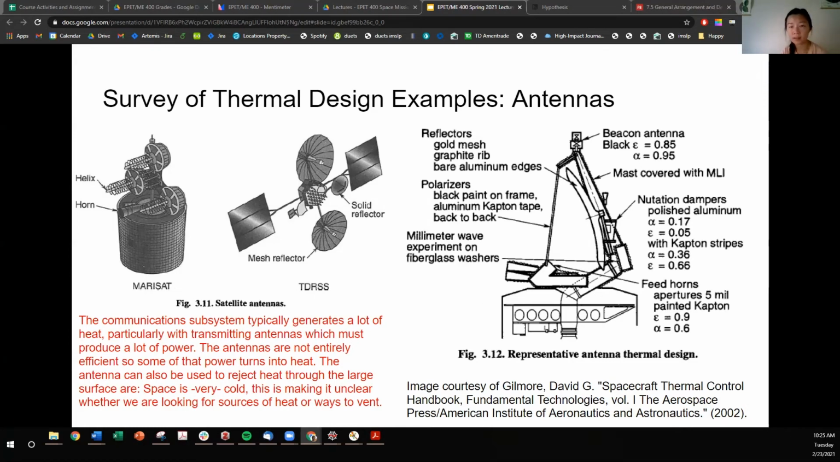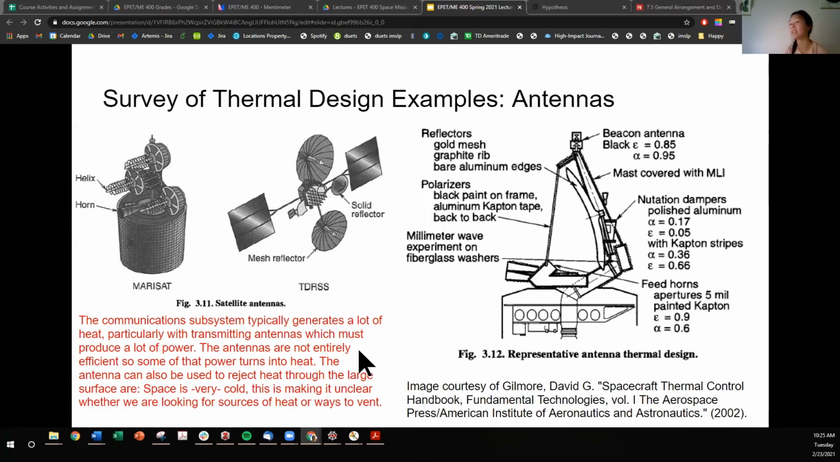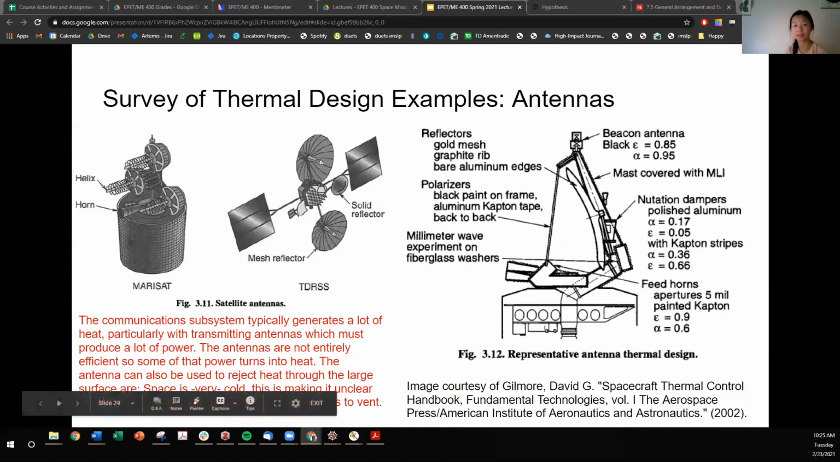Let's see. So I only have 5 minutes left, so I won't go through this whole thing, but I'll just answer this question. Space is very cold. This is making it unclear whether we are looking for sources of heat or ways to vent. Exactly, it's unclear. So you need to do analyses to see if components run hot or run cold, because there is that balance of heat coming into the system from the space environment, but also your spacecraft shedding heat, radiating into the space environment, just like a black body.